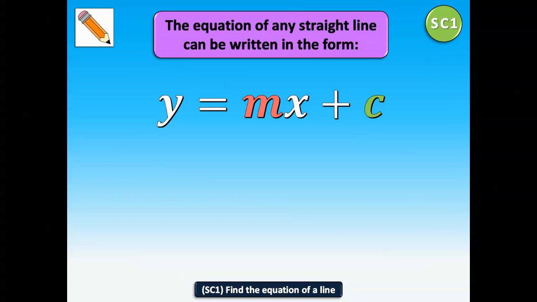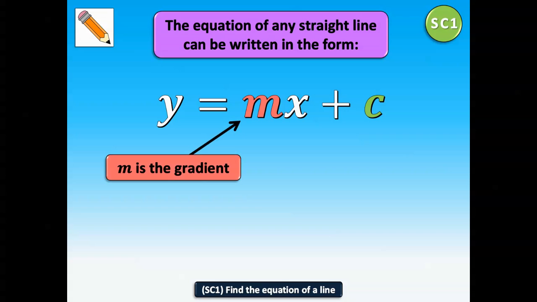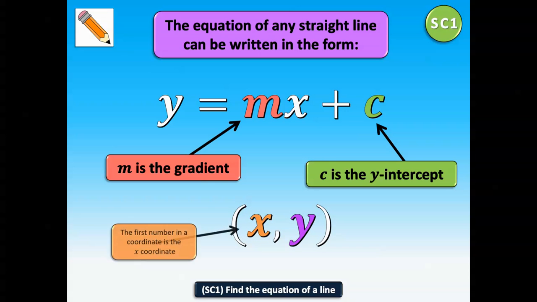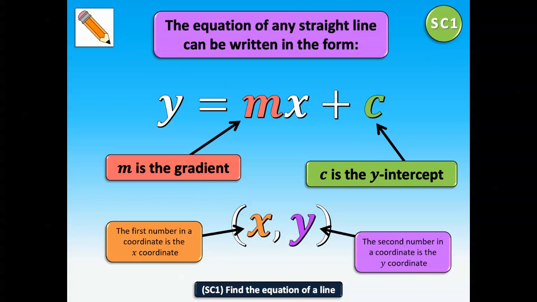So the equation of any straight line can be written in the form y equals mx plus c. m is the gradient of the line, so how steep the line is, and c is the y-intercept. This is where the line crosses the y-axis. The first number in a coordinate is always the x-coordinate, and the second number in a coordinate is always the y-coordinate.